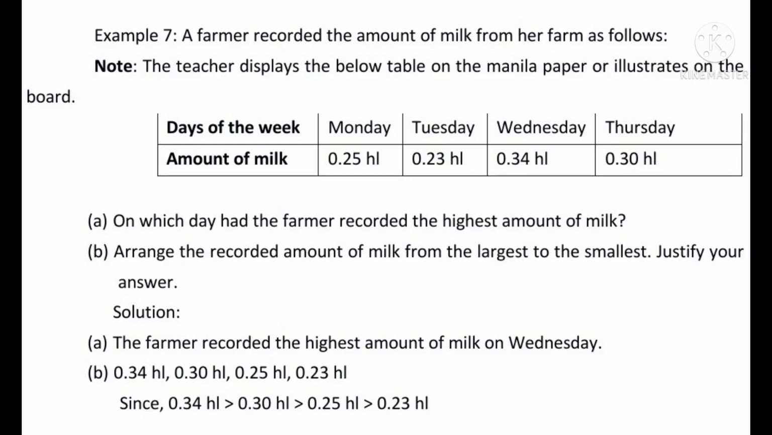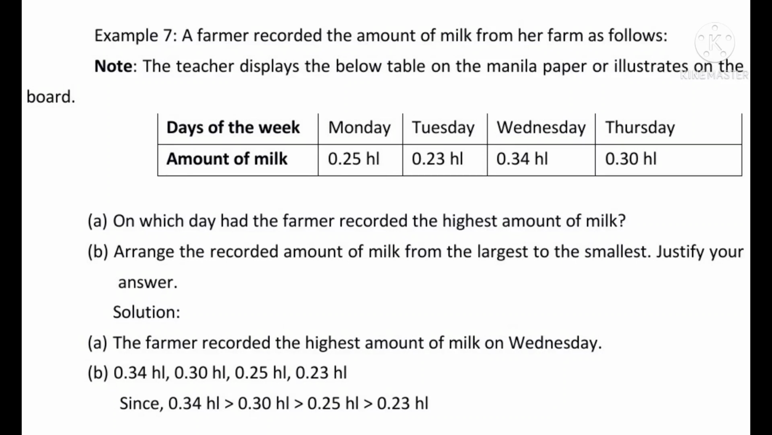A farmer recorded the amount of milk from her farm as follows. Thus the teacher displays a chart on the screen. It has days of the week: Monday, Tuesday, Wednesday, Thursday, and amount of milk on each day. Now the question which the teacher asks: on which day had the farmer recorded the highest amount of milk? B. Arrange the recorded amount of milk from the largest to the smallest.